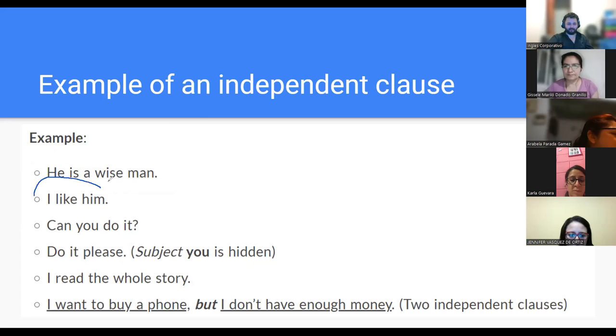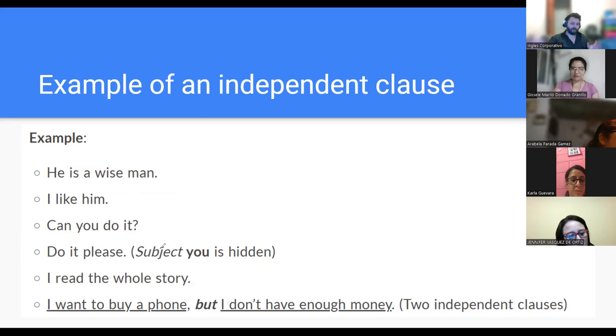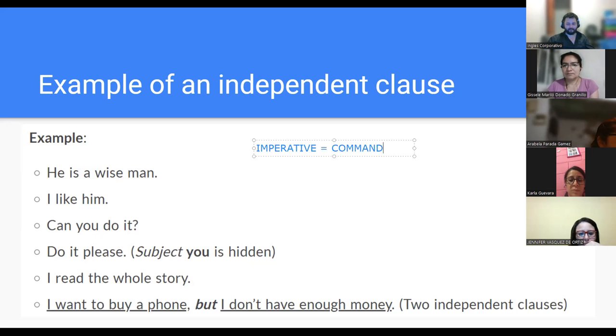Very good. I like him. Is this a clause? Yes. Now, do it, please. Is this a clause? Yes, right? Now, the subject is hidden. It is a clause, guys. It's called an imperative. An imperative is a command, okay? So this is called an imperative, which is a command.